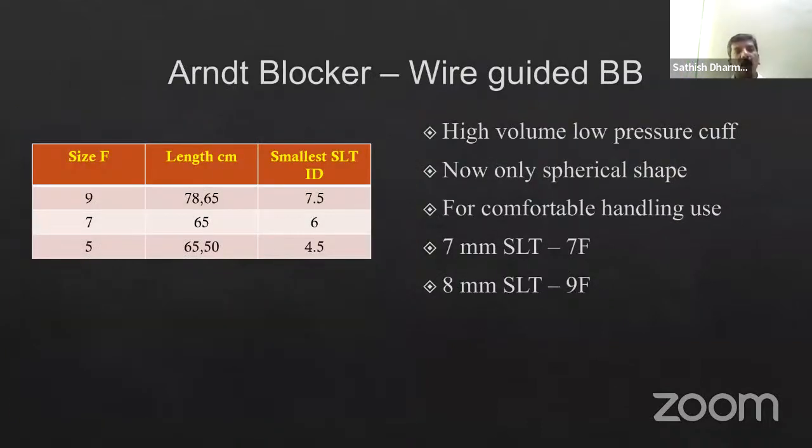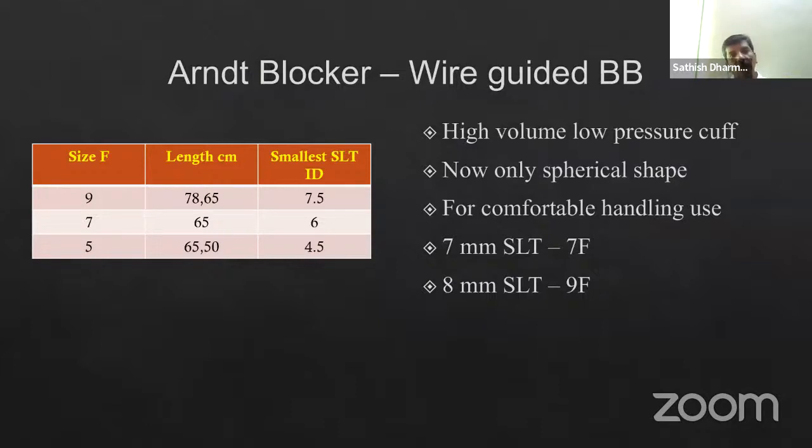The next important thing is the Arndt blocker. It is called a wire guided bronchial blocker. It's available in multiple sizes, 5, 7, and 9 French, and the length also varies from 65 to 78. The smallest single lumen tube required for the size 5 French Arndt blocker is 4.5. But if you use a bigger tube, it is much better because most of these bronchial blockers you will isolate with the use of a fiber optic bronchoscope. So to pass the blocker and the fiber optic bronchoscope, it is always ideal to use a bigger size tube.